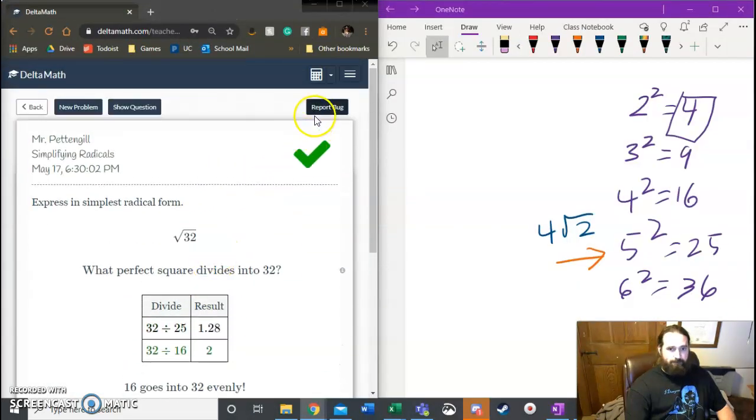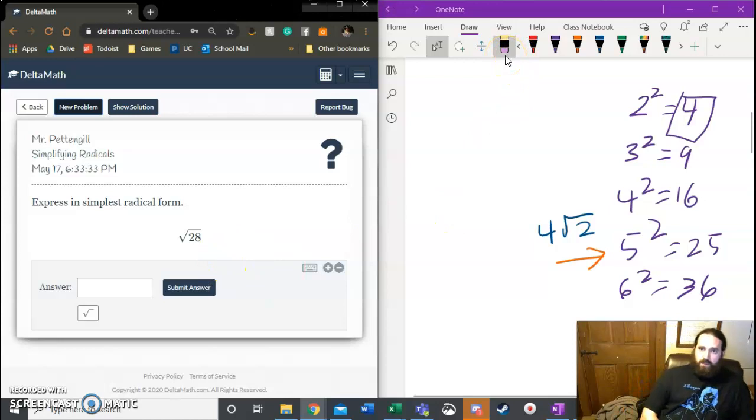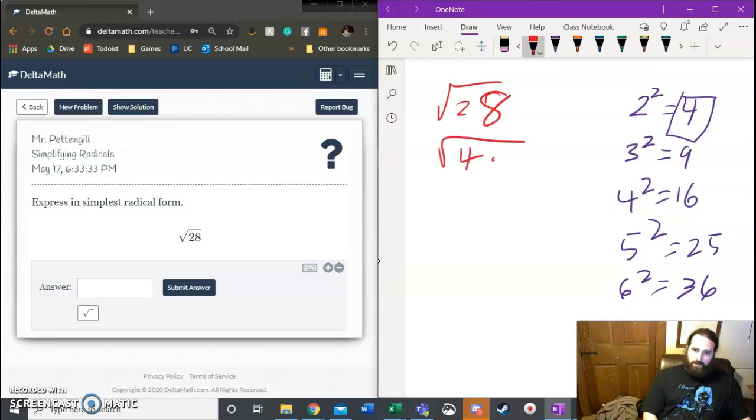So here I go, okay, new problem, 28. From what I was just doing a minute ago, I don't want to bother starting at 36 again because 36 is bigger than 28. So boom, 25. Can I divide 28 by 25? Nope. Can I divide 28 by 16? No. Can I divide 28 by 9? Nope, but I'm getting closer. Can I divide 28 by 4? Yes.